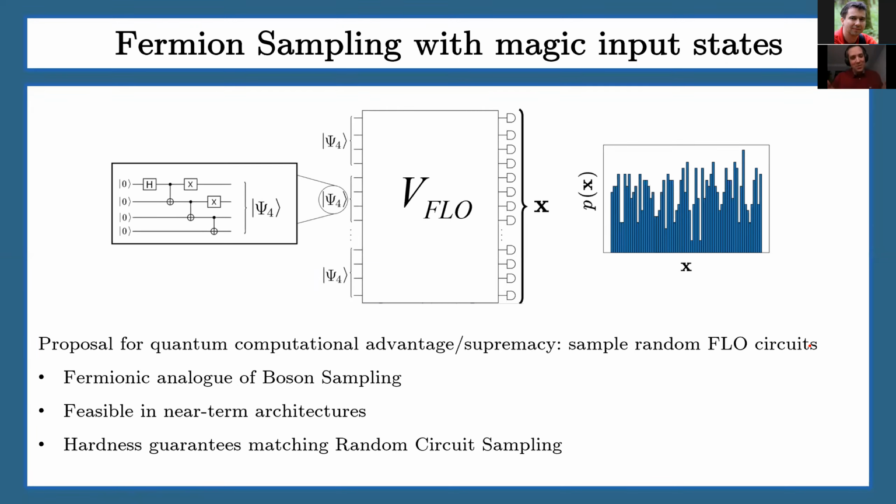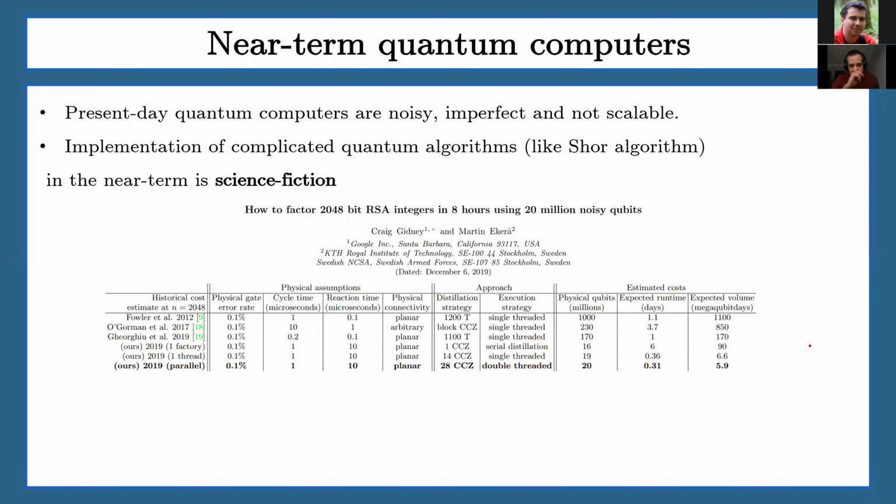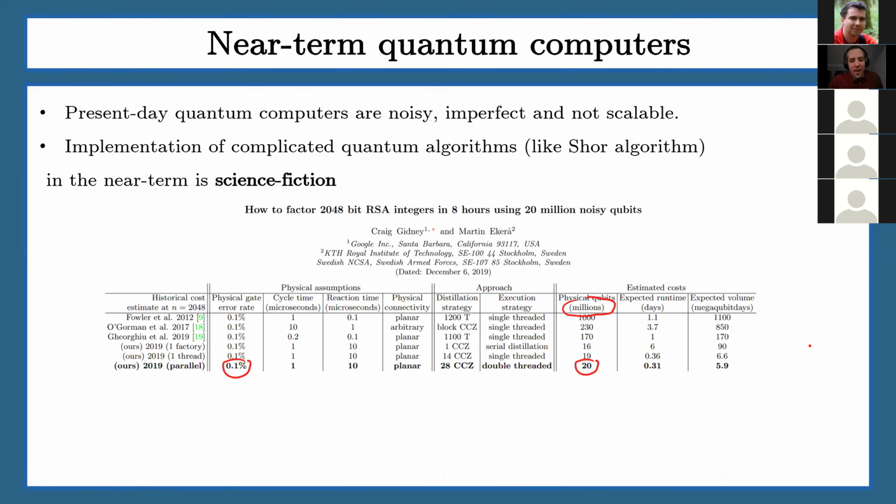Before I go into the business, I just want to sketch the context in which this quantum advantage proposal arises. We have this boom for quantum computers these days, but they are noisy, imperfect, and currently not yet scalable. You have limited sizes, maybe a few dozen qubits, and implementation of more involved quantum algorithms like Shor's is basically science fiction nowadays. I took for you a more or less state-of-the-art paper about optimized implementation of Shor's algorithm on noisy devices from a bit more than a year ago, and it's crazy.